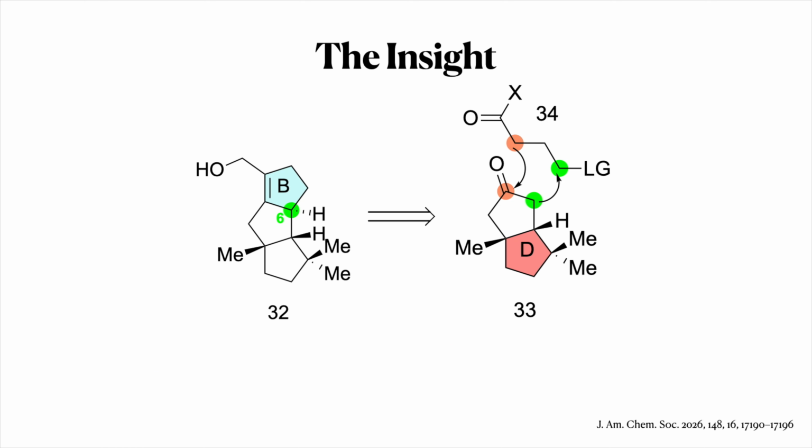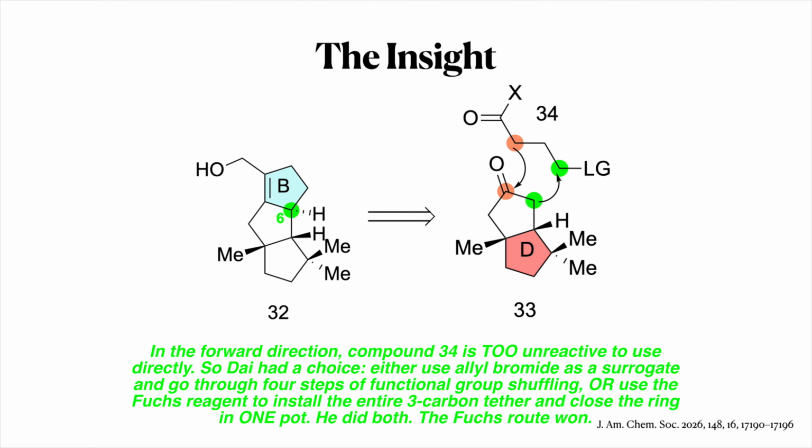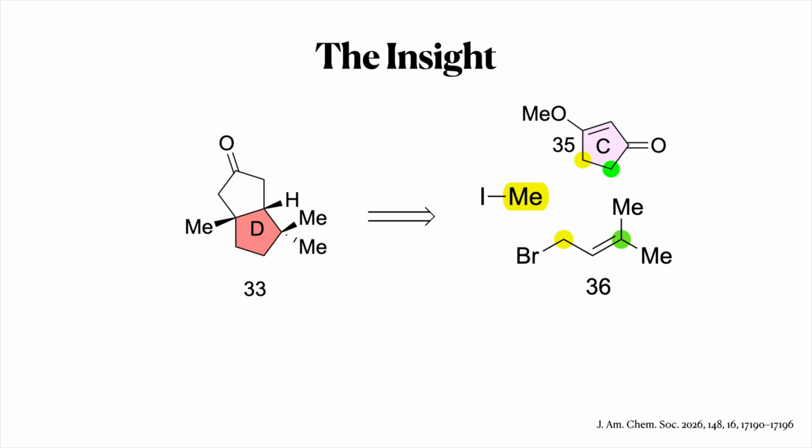B ring formed. In the forward direction, compound 34 is too unreactive to use directly. So Dai had a choice. Either use allyl bromide as a surrogate and go through 4 steps of functional group shuffling, or use the Fuchs reagent to install the entire 3-carbon tether and close the ring in one pot. He did both. The Fuchs route won.